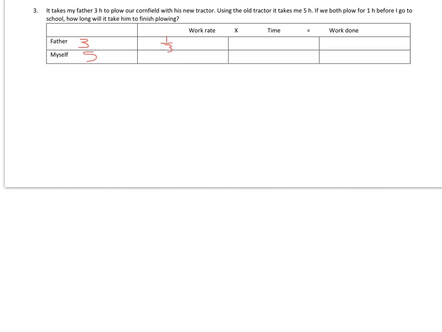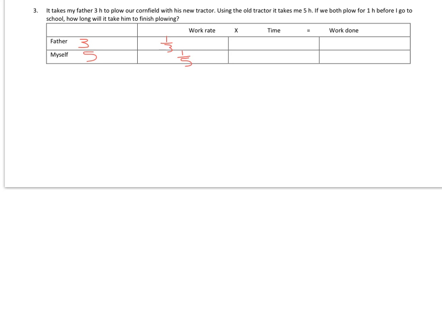If I was on the new tractor, of course I would get it done just as fast. Anyway, okay, so if I can get it done in 5 hours, in 1 hour, how much could I get done? 1/5. Okay, now for the time. Do I know how long it's going to take my father to finish? Do I know how long my father plows altogether? No, I don't. Do I know how long I plowed or how long I worked?